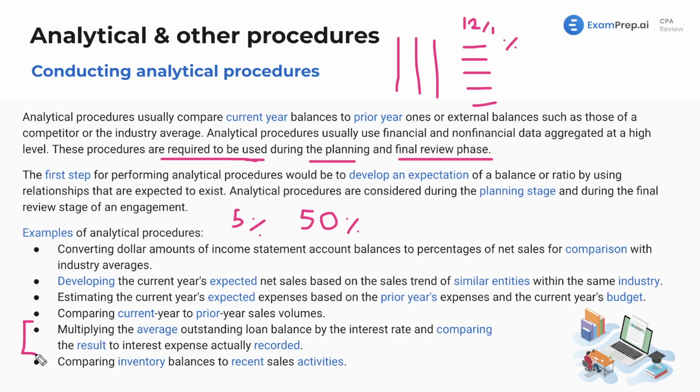However, you can also use this as an analytical procedure of developing an expectation of what interest expense likely should be. Lastly, here you can compare inventory balances to recent sales activity. If sales activity increased by 10% and inventory balances, you didn't increase your inventory throughout the year like by 10%, well, what happened? There can be many reasons for discrepancies, but obviously having these expectations and then being able to look into them afterward is critically important.